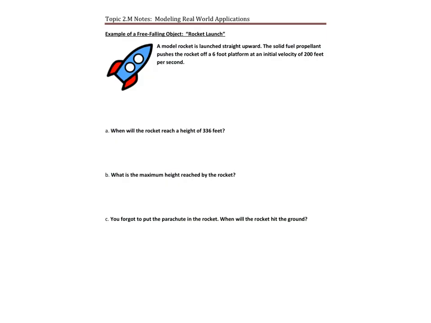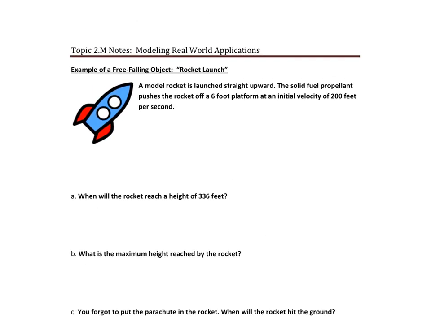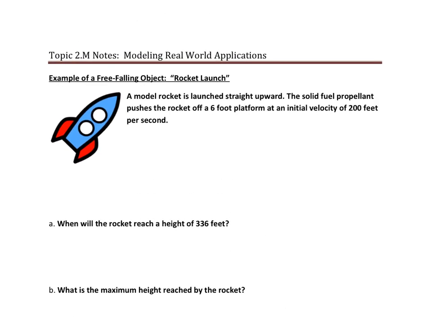Okay, so let's take a look at a real example here and see how we use this physics model to identify the height of an object versus time. And the example that we're going to look at here is a rocket launch. So if we look at what's happening here, we have a model rocket. It's launched straight upward from some kind of platform that is 6 feet above the ground at an initial velocity of 200 feet per second. So that's its initial speed.